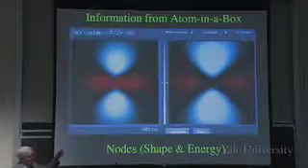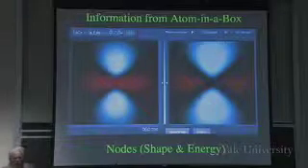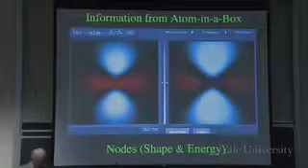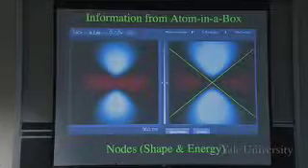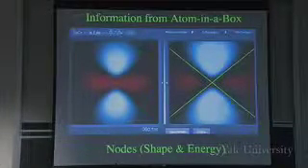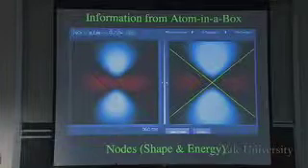Okay, now let's look at these two different pictures, the 2D and the 3D, and look at the pattern of nodes, the shape and the energy of the 3D orbital. You see here that there are diagonal nodes in this 3D orbital. Okay?